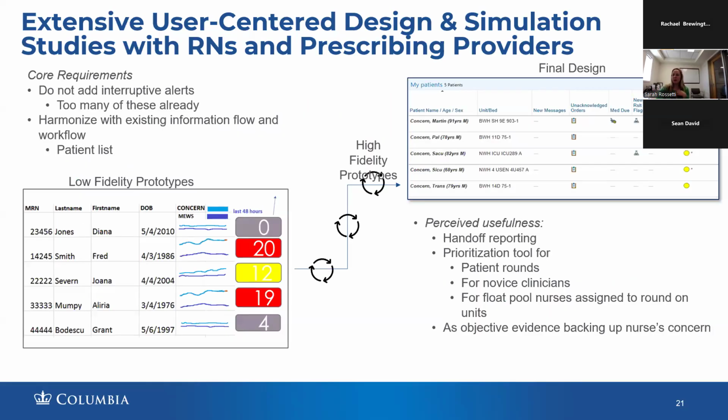And I also probably should mention, and this is a good slide to do it, when you look at our final design, I'll talk about the low fidelity design in a minute, but the final design in the upper right-hand corner, what we provide is that score plus an asterisk. And the score is run every hour for all patients on the unit, or on the units that are live for that hospital. And the asterisk tells you if the score has changed in the past hour. And so this slide here shows the extensive user-centered design that we did with nurses and prescribing providers.